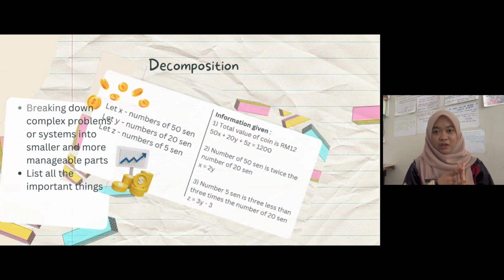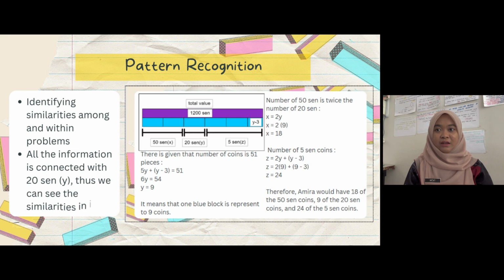For the second technique, which is pattern recognition, where we identify the similarities among and within the problem. So we can see in the thinking blocks, we have the same blocks, which is the blue blocks, which have the similar value, where one block represents 9 coins. As we know, all the information is connected with 20 cent, which is Y. So we can see the similarities in it, and we can solve the problem easily.